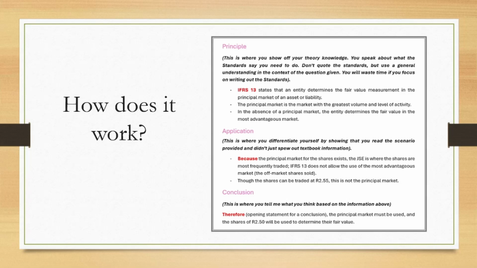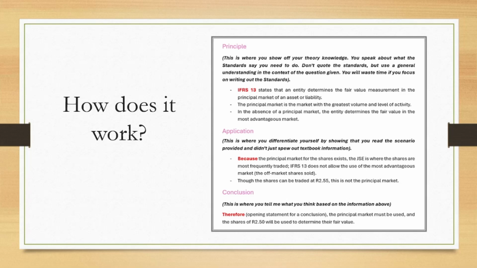So here's my definition. IFRS 13 states that an entity determines the fair value measurement in the principal market of an asset or liability. The principal market is the market with the greatest volume and level of activity, and in the absence of a principal market, the entity determines the fair value in the most advantageous market. So this is a 4-mark question, so I wasn't going in deep, but now I have to go into my application.